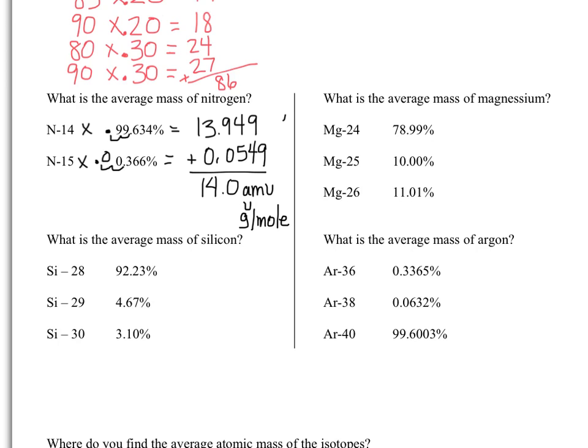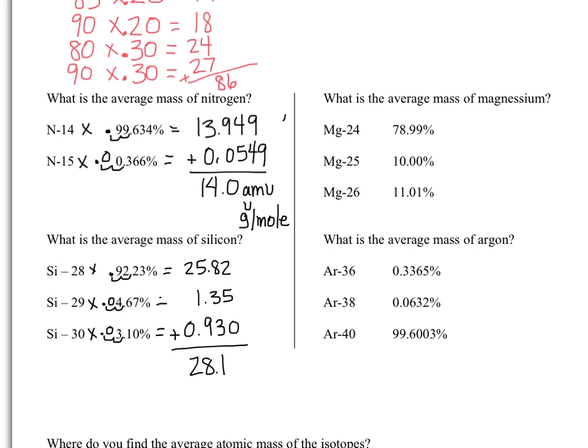Now let's try this for silicon. Again, we're going to move our decimal 2 places to the left, or you can literally divide by 100 to get rid of that percentage. Then we're going to multiply those by our given masses. And we get 25.82, 1.35, and 0.930. And then all we've got to do is add those up. And we get 28.1. And I'm going to label this AMU this time.